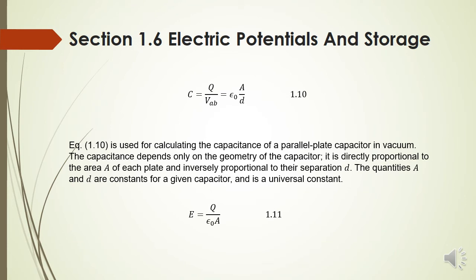Equation 1.11 in relation to equation 1.10 is another presentation of the electric field. Electric field is equal to the charge over EO times A. And it has a unit of 1 farad equals 1 coulomb squared per newton meter, or 1 coulomb squared per joule. Then EO is a constant with a value of 8.85 times 10 to the minus 12 farad per meter.